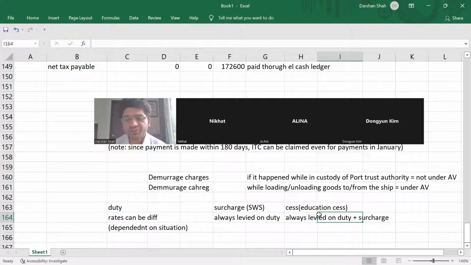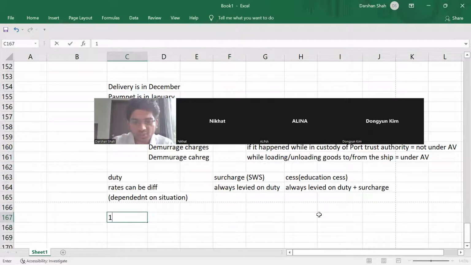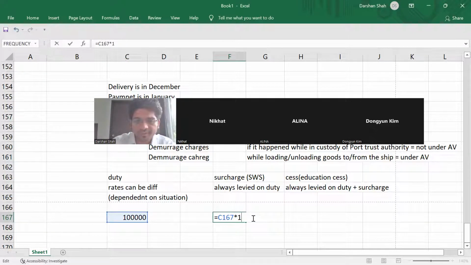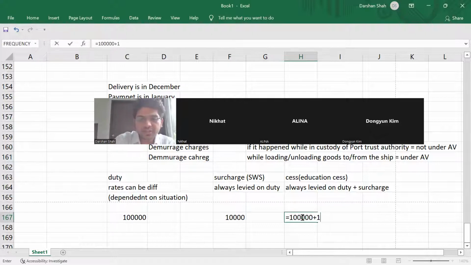So even if in the question they say that cess is 1%, they might say basic custom duty is 10%, surcharge is 10%, SWS is 10%, and education cess is 1%. So what will happen? Let us say the duty is 1 lakh. Surcharge will be 1 lakh plus 10%, that is 10,000, and education cess will be on 1 lakh plus 10,000, the whole thing into 1%.